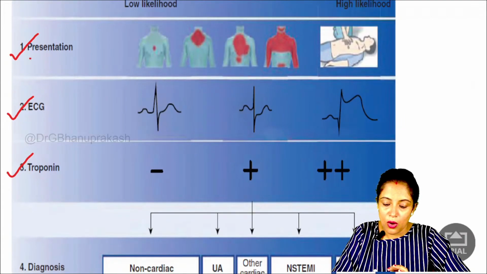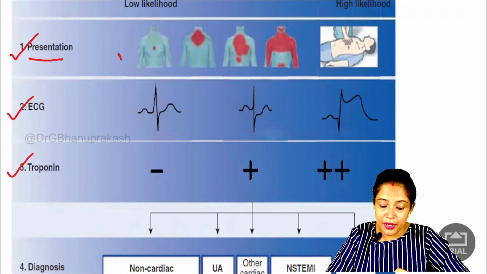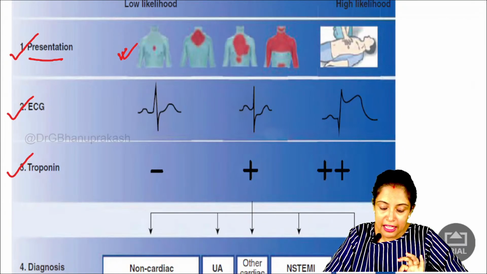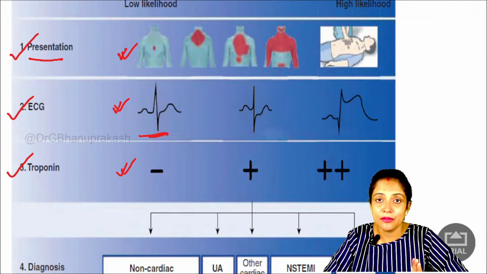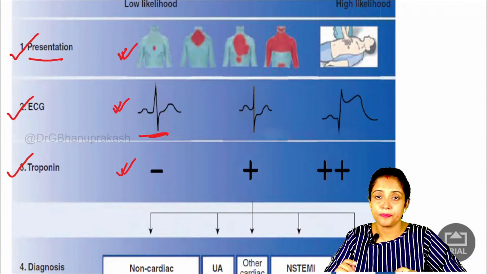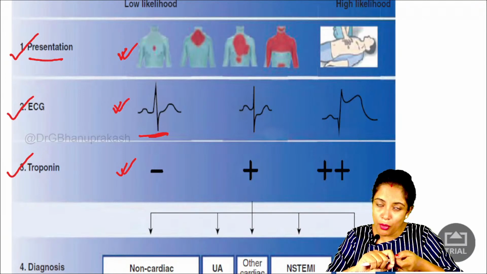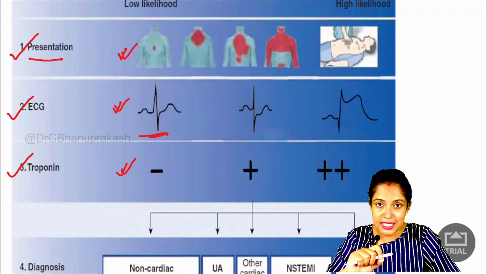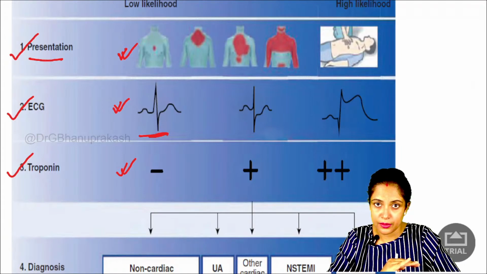On presentation, if the patient says that I have chest pain and can really pinpoint the chest pain, and if the ECG is normal and cardiac troponin is negative, most probably we are dealing with non-cardiac chest pain. Pain in the chest where the patient can really localize, can pinpoint the pain, or on examination there is tenderness on that particular point, with normal ECG and normal cardiac enzymes. That means the patient has non-cardiac chest pain.